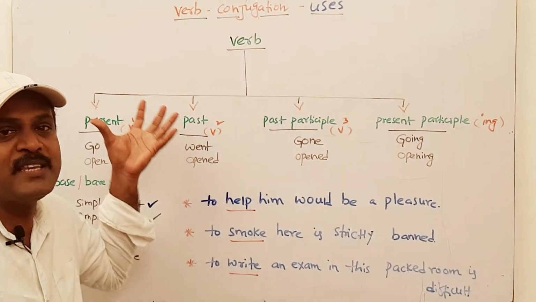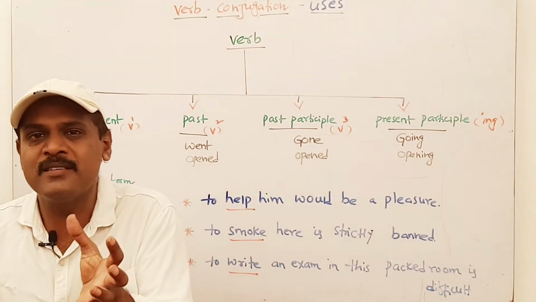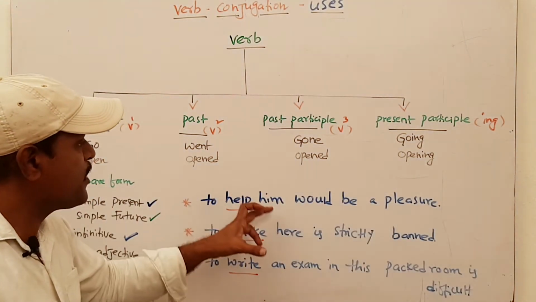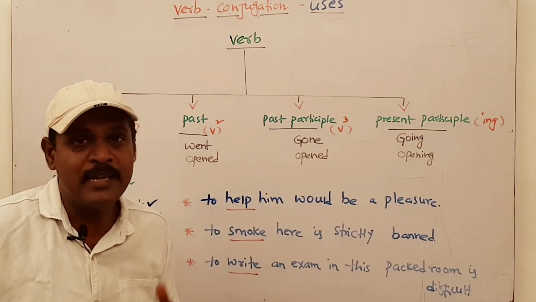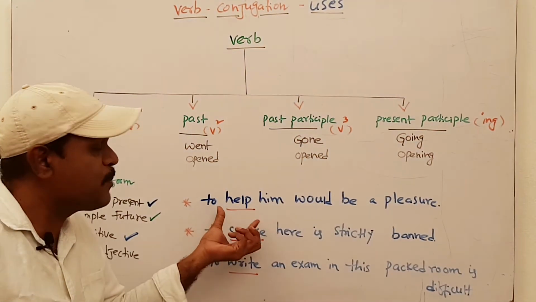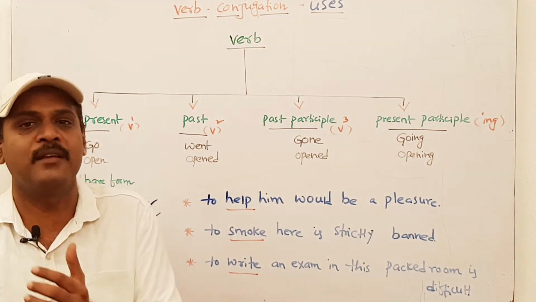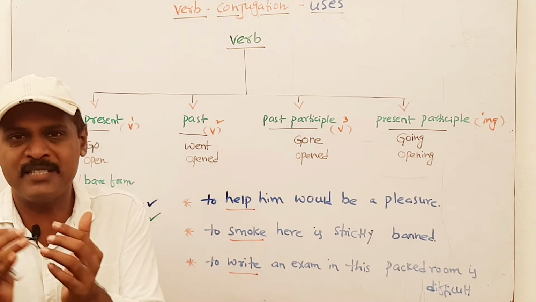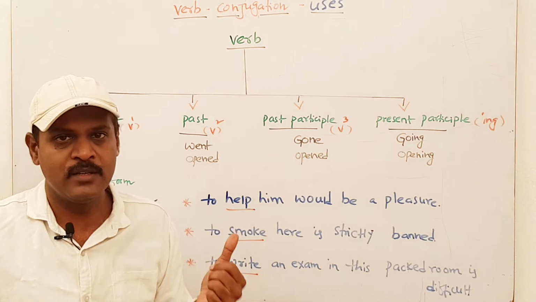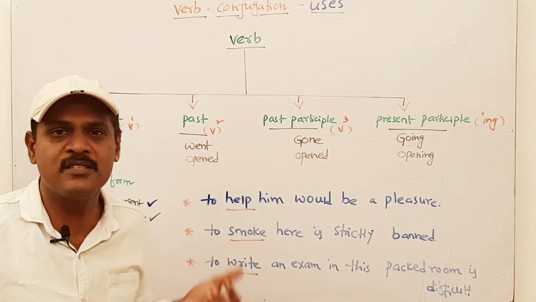Friends, the present form can be used as a to-infinitive in the place of the subject in a sentence. Let me explain. To help him would be a pleasure. Really, it would be a pleasure to help him. In this sentence, to help is the subject. To help or helping. Helping, the help plus ing form, is called a gerund. To help is called a to-infinitive. In this way, you can use a to-infinitive in the place of the subject in a sentence.